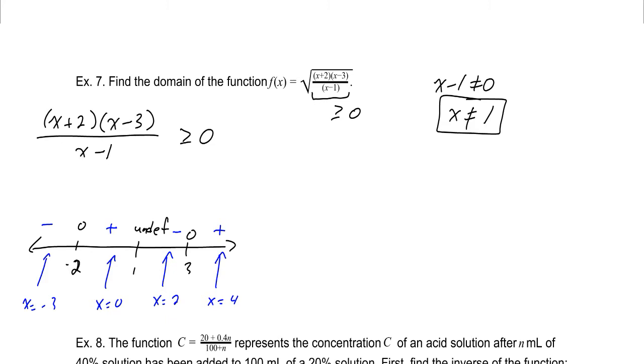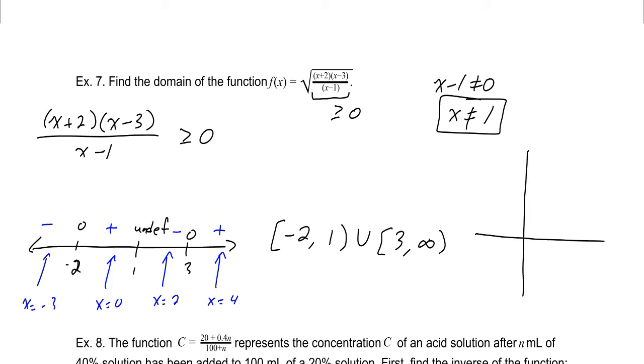So we have several intervals where it's greater than or equal to 0. Greater than or equal to 0 is between -2 to 1, not including 1 because it's undefined there, as well as from 3 and on to infinity. So sketching this graph is actually a good idea of what's going on here, because it's a rational function. Okay. So we have our answer.